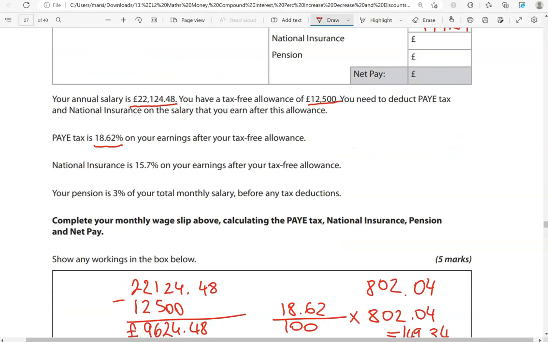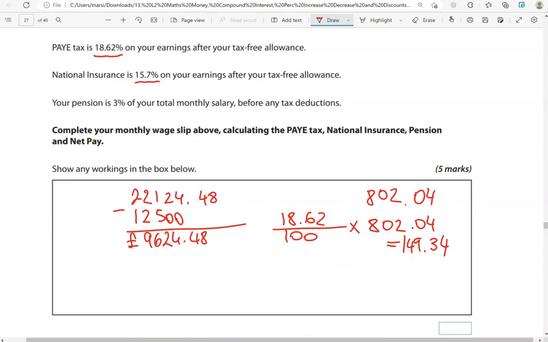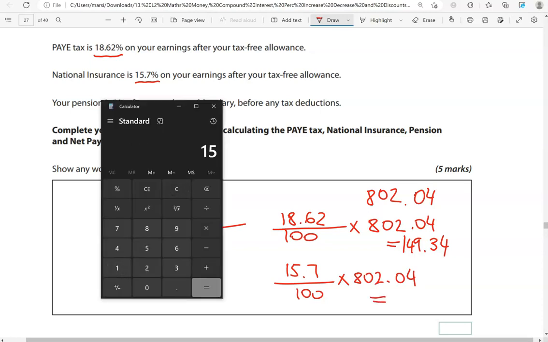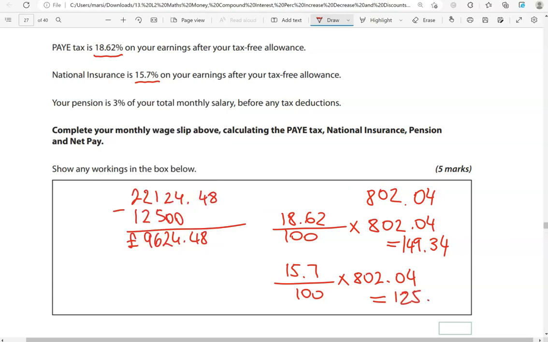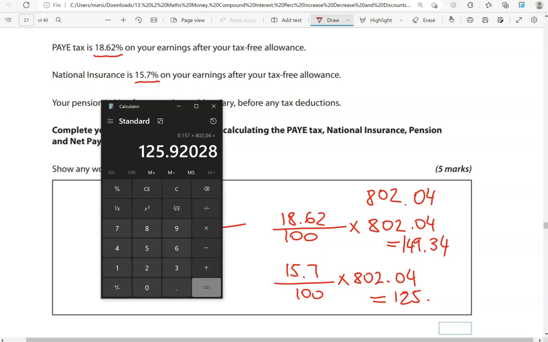National insurance is 15.7% on your earnings after your tax-free allowance. So that is 15.7% of 802.04. So 15.7 out of 100 of 802.04, which is 125.92.